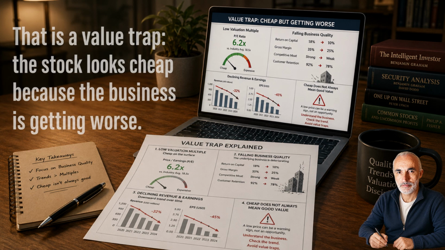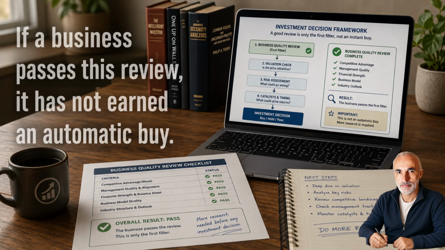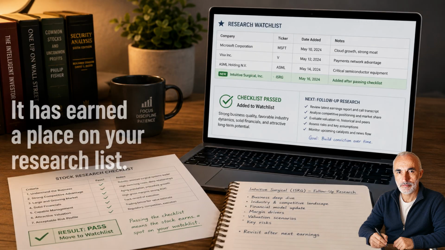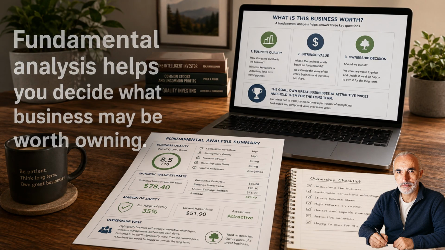Here is the checklist. Understand the business and review growth and margins. Examine ROE beside debt and cash flow, and test the balance sheet. Follow free cash flow and dilution, and compare valuation with direct competitors. If a business passes this review, it has not earned an automatic buy. It has earned a place on your research list.